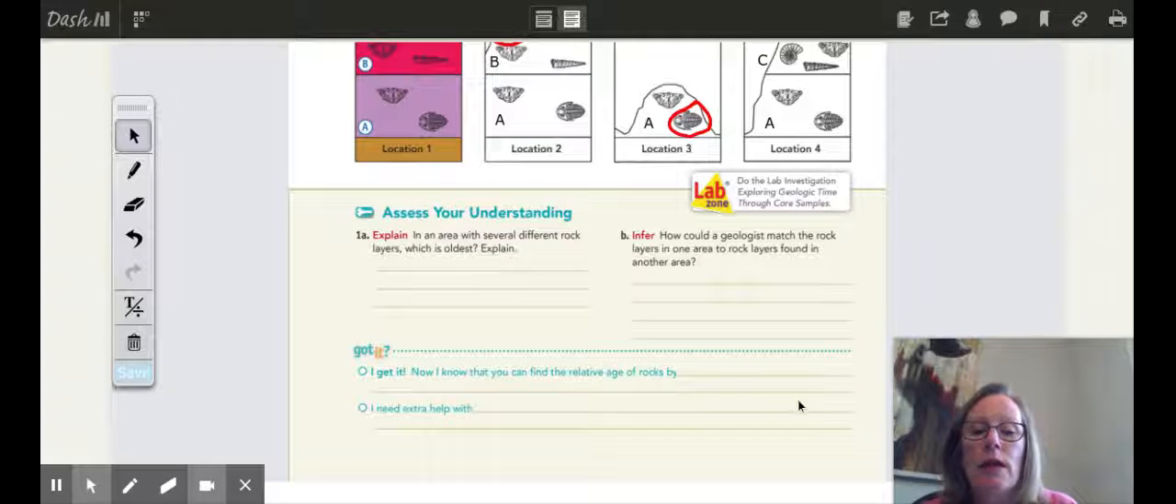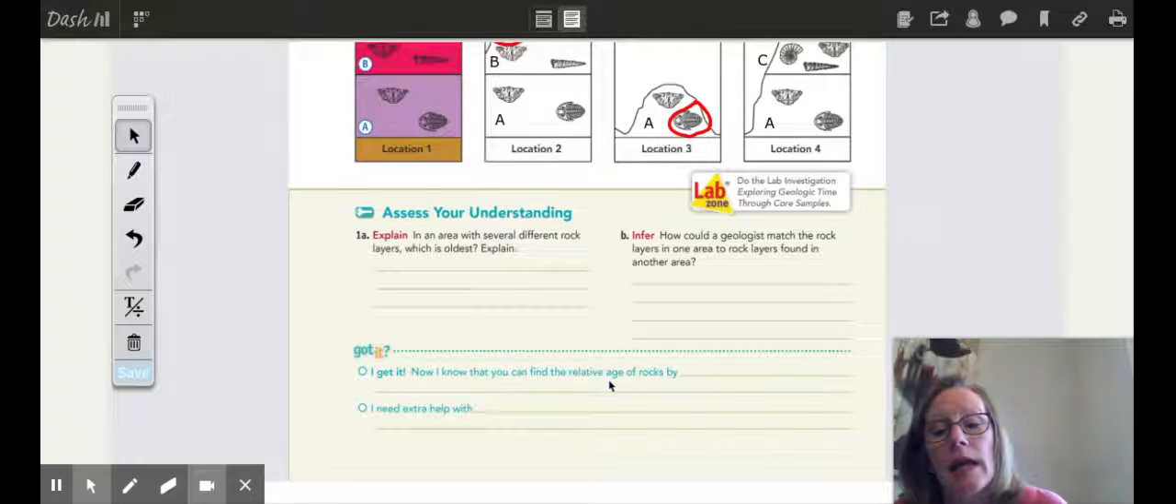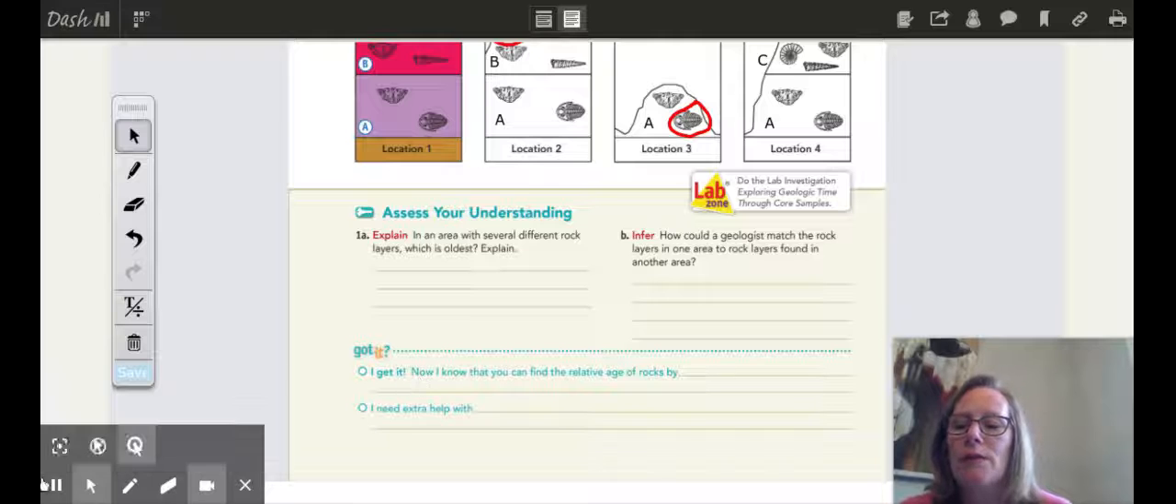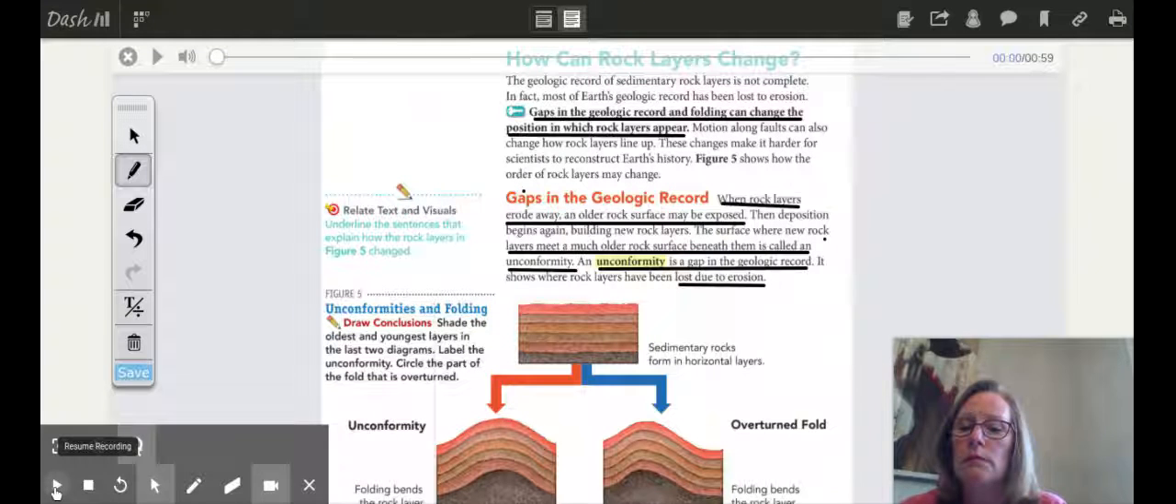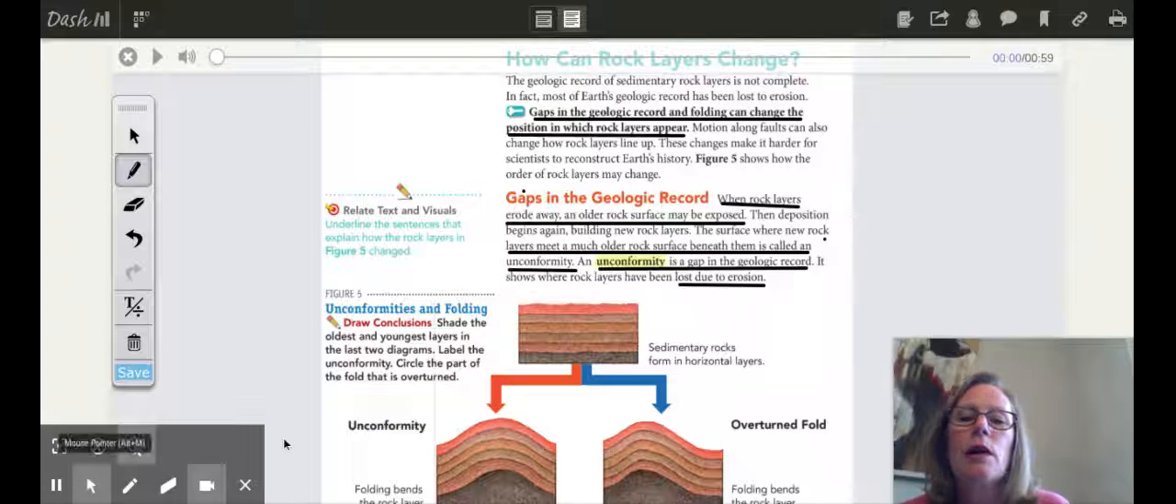So now that I know that you can find the relative age of rocks by superposition, intrusion, extrusions, and faults, and by the index fossils, you can mark that down here. If you're having trouble, let me know. Okay, now turn to page 208.